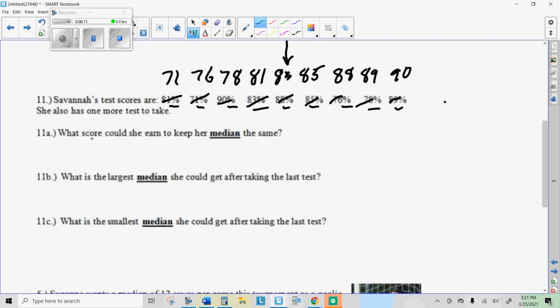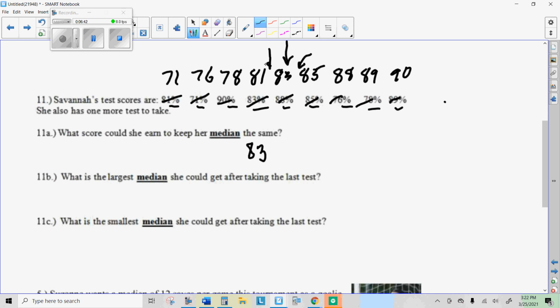Okay, what score could she earn to keep her median the same? Now remember, when you add a new number, you're going to have 10, so you're going to have to take the middle 2 numbers. So if you want to keep the median the same at 83, I think you need to put another 83 in there, either there or there. If you put 84 in, then your median would change to 83.5.